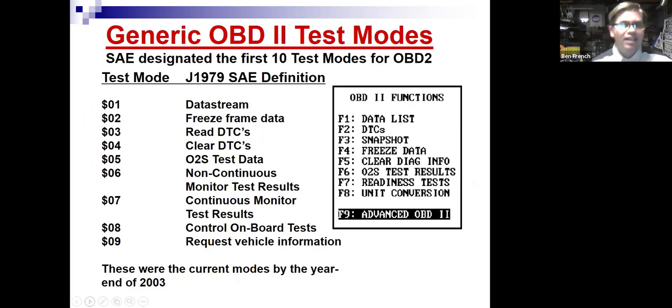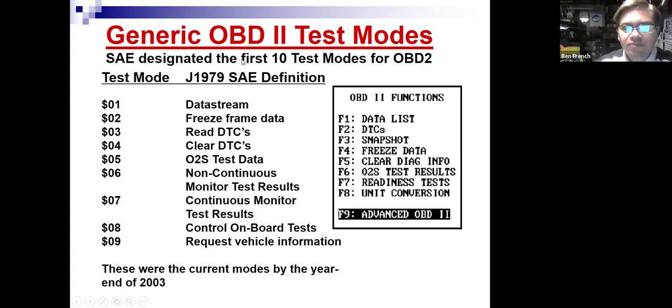So the SAE and EPA and all those folks, they decided to make some standard things that they wanted OBD2 to do. And at first, we just started with four or five modes that expanded out to nine different modes. Now we have, I want to say, 12 different modes of operation that the OBD2 system is required to do. So this definitely has evolved over time.